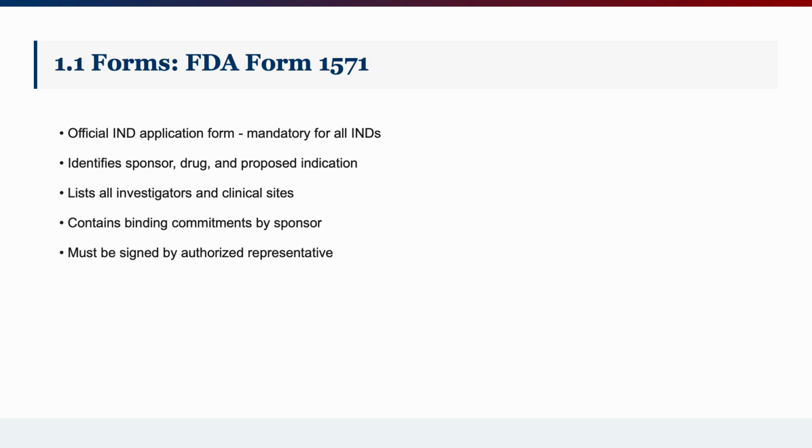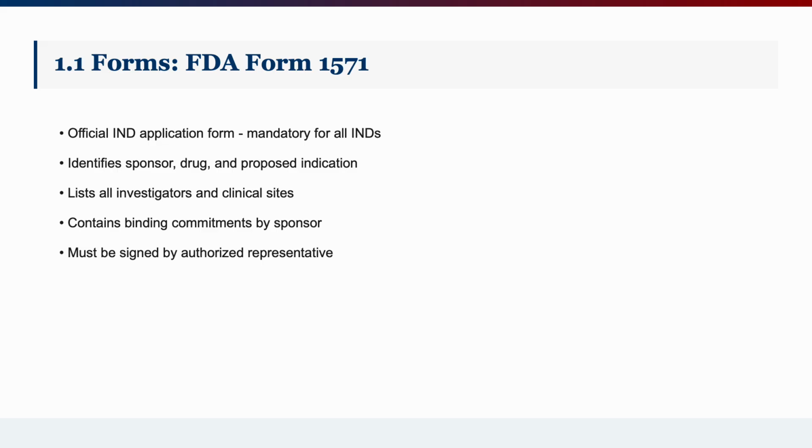Form FDA 1571 is the cornerstone of your IND application. This is the official application form, and without a properly completed 1571, your IND simply won't be accepted by the FDA. The form serves several critical functions. First, it identifies who you are as the sponsor. This seems straightforward, but remember that the sponsor is the entity taking legal responsibility for the clinical investigation. This could be a pharmaceutical company, a biotech startup, or even an individual investigator.